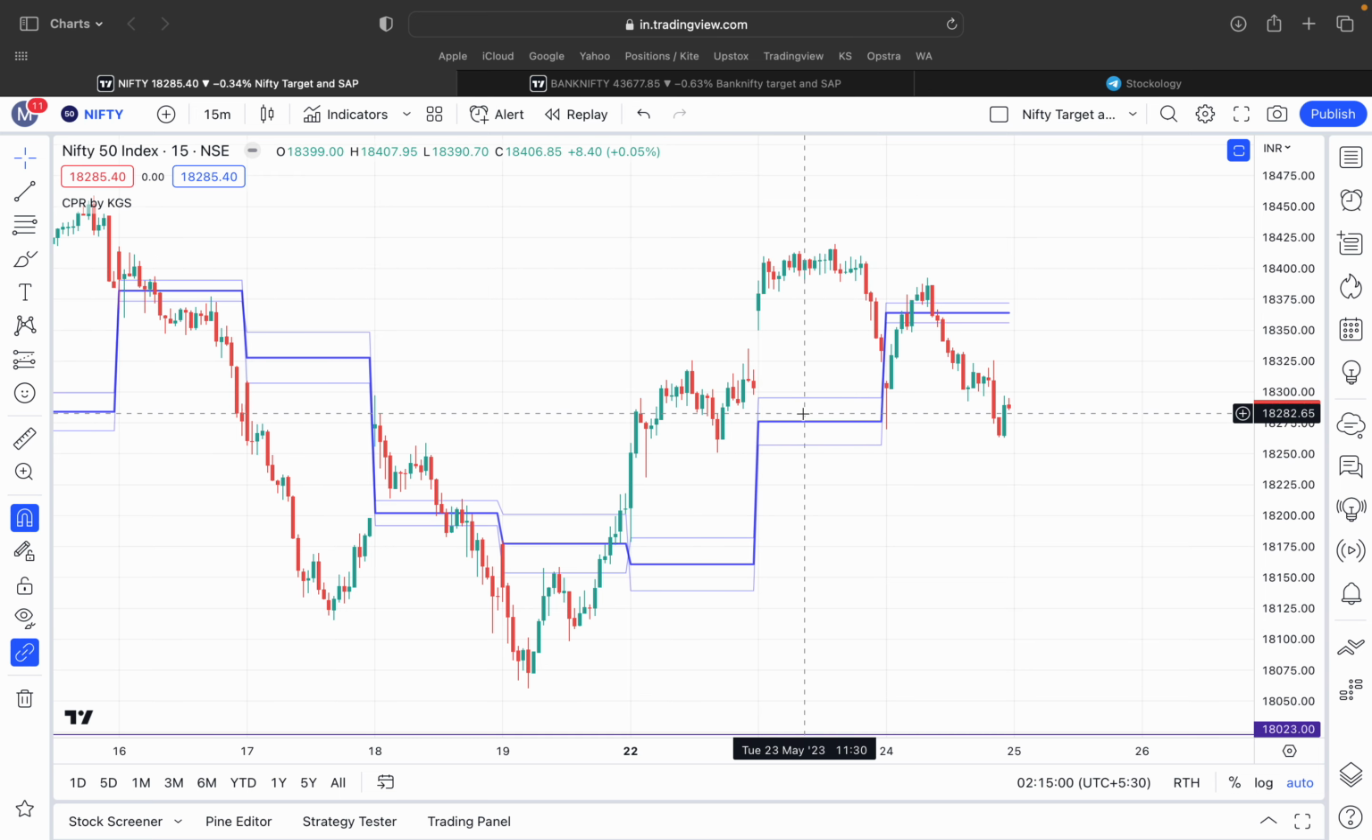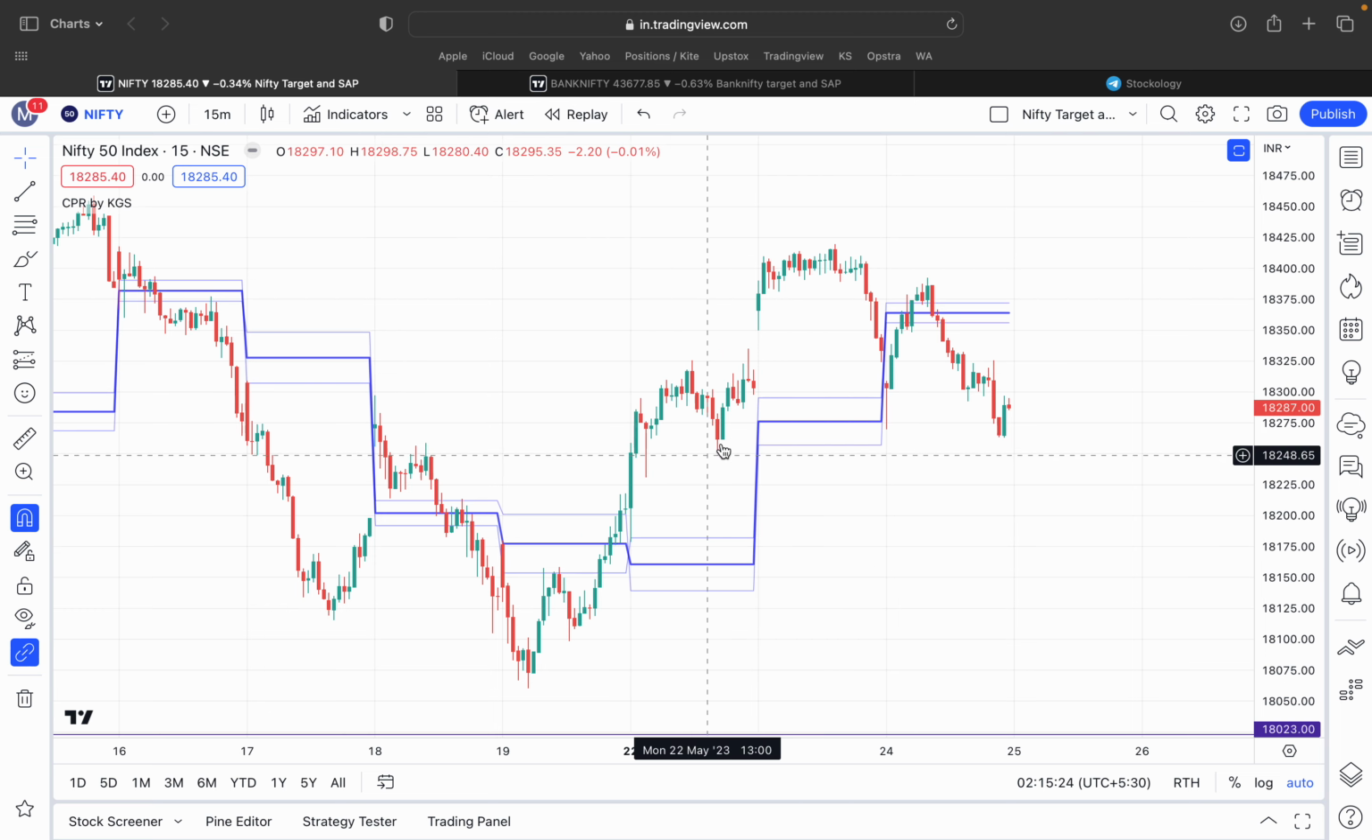For example, on this day, there was a huge gap up on the 24th May, 23rd May, okay, and the CPR was down. So this means the price action, if it is above the CPR, you can expect the market to remain bullish on that day. So whenever price is trading above the CPR, the market is supposed to be bullish.